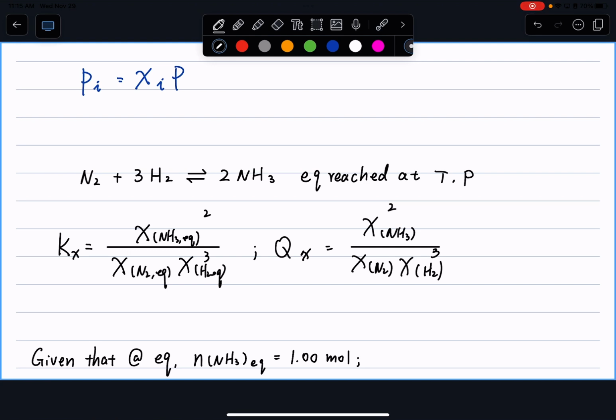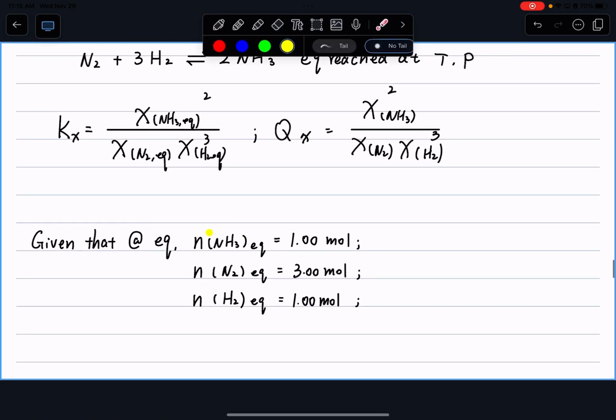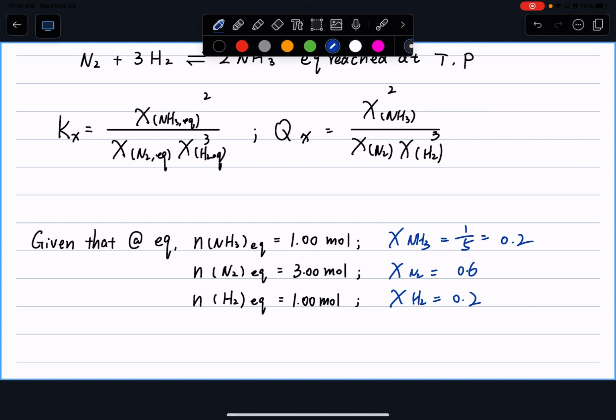Okay. Now let's look at a special situation. Assume we know that at equilibrium, you have 1 mole of NH3, 3 moles of N2, and 1 mole of H2. So that means you can calculate your chi NH3 equals 1 over 5, which equals 0.2, chi N2 equals 0.6, and chi H2 equals 0.2.